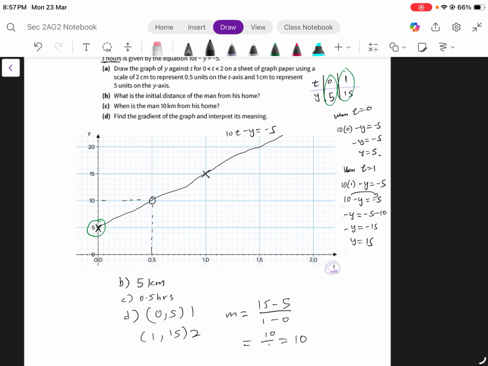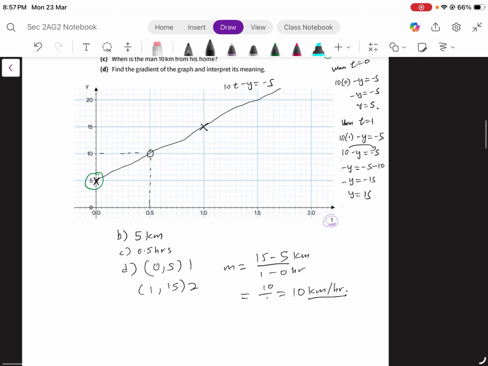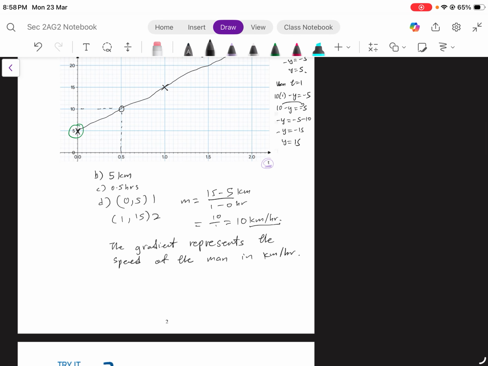Okay, so y is kilometers, right? So it's kilometers over hours. When you see these kilometers per hour, what does the gradient represent? The gradient represents the speed of the man in kilometers per hour. Okay, so moving on.